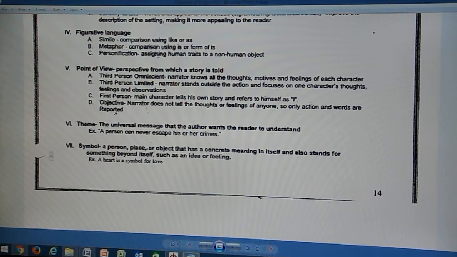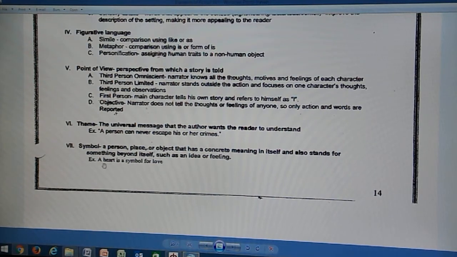Symbol. We've used symbols all the way through. You're going to do that again when you do the flip book for the Elements of Fiction. That'll be assigned to you in a little bit. A symbol can be a person, a place, or an object. It has a concrete meaning by itself, but it also stands for something beyond itself. For example, if somebody draws a heart, you automatically think of love. So a heart is a symbol for love. It represents that idea of feelings and caring.